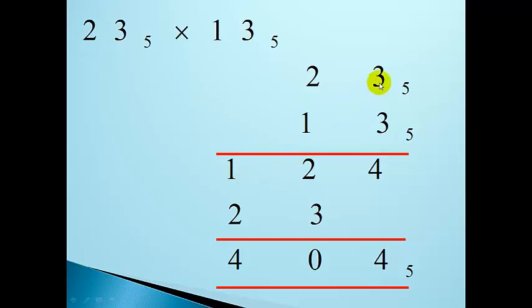Now 1 times 3 is equal to 3 because it's not up to the base, so you write the 3. 1 times 2 is equal to 2 because it's not up to the base, so you write the number 2.